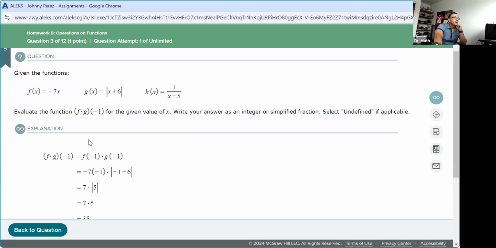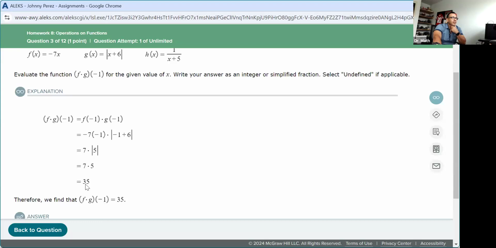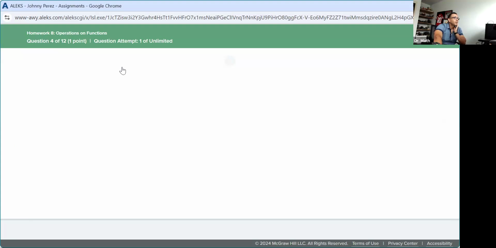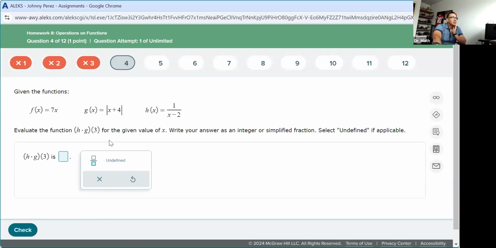All right. So this time, after you go ahead and plug in your values and you do whatever it says, then you multiply your two answers. So at the end, you multiply 7 times 5, you get 35. All right. So it's practically the same thing we've been doing before. This one, same exact thing. Where you see h, you're going to plug in 3. So 3 minus 2 is 1. 1 divided by 1 is going to give you 1. And then where you see g, you're going to plug in 3. 3 plus 4 is 7. Absolute value of 7 is 7. So you end up with 7 times 1. Your answer is going to be 7 for this one.